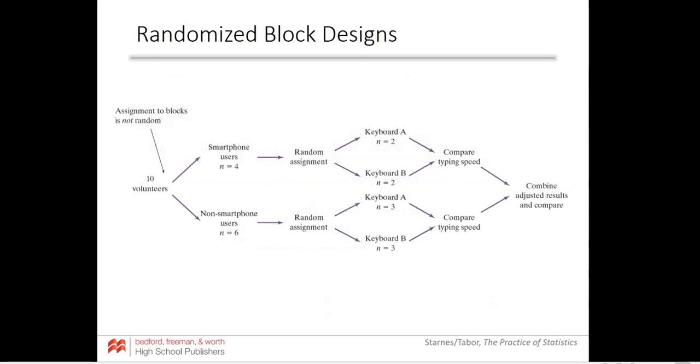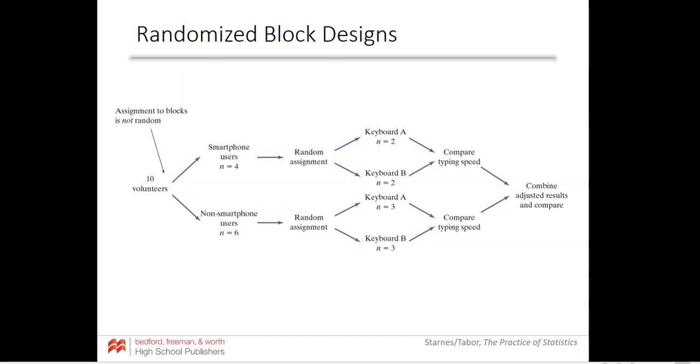So, okay, here's a typical kind of randomized block design. So maybe you have 10 volunteers to start. It's important to understand that when you block into smartphone users and non-smartphone users, those are not randomly assigned, right? We blocked by similarities. We put people who actually use a smartphone together, and then people who don't use a smartphone, not as tech savvy probably, together.